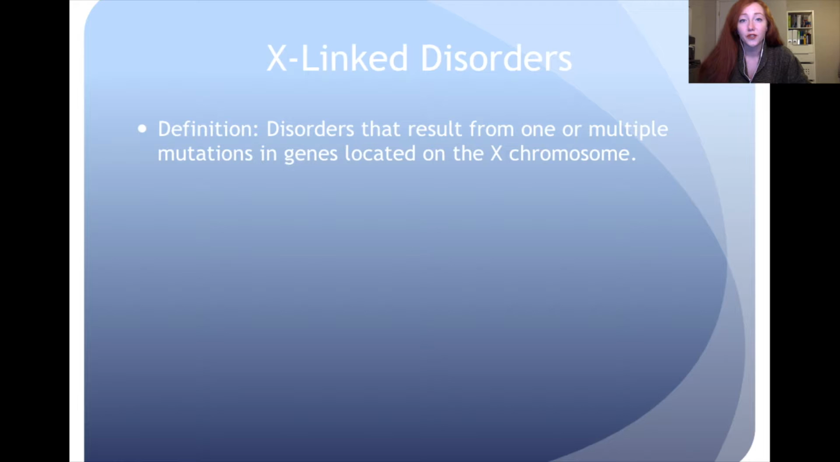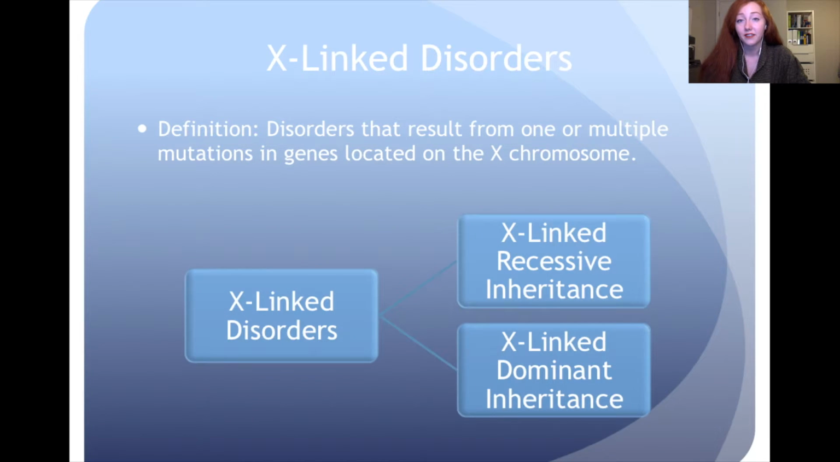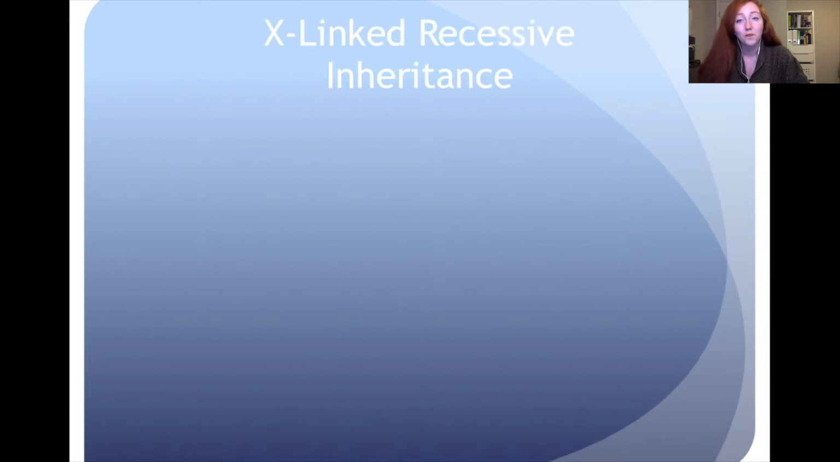X-linked disorders occur when there is 1 or more mutations of genes that are located on the X chromosome. There are 2 types of inheritance patterns, the first being X-linked recessive and the second being X-linked dominant. We'll start off by looking at X-linked recessive inheritance.